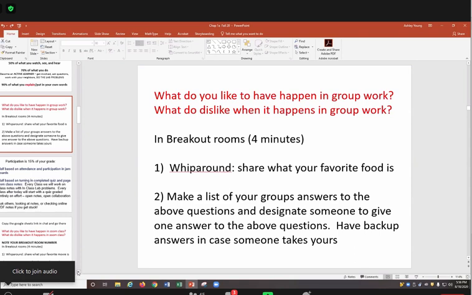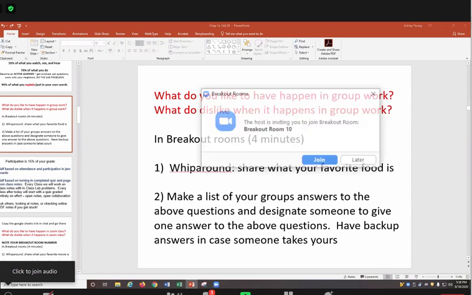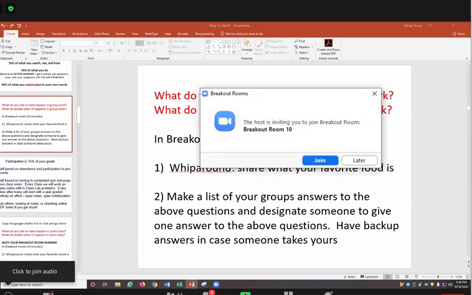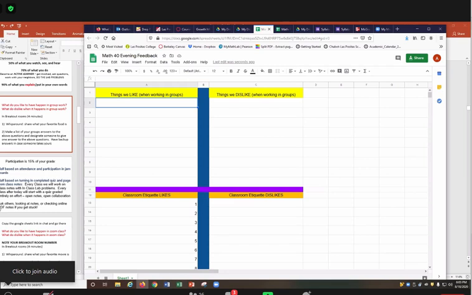All right, so I'm going to go and open up the breakout rooms again, and like I said, go ahead and do the whip around, what your favorite food is, and then make a list of what you like to have happen when you're in group work and what you dislike when it happens in group work, and find someone to give your group's answer.